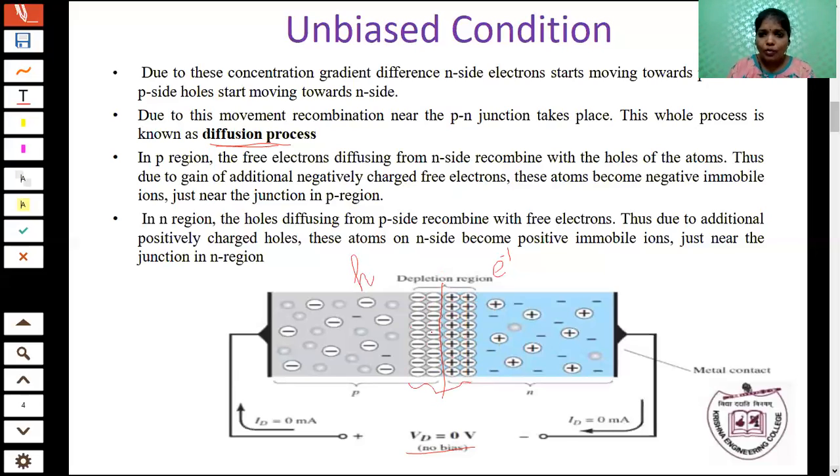So what is the meaning of immobile ion? Suppose the electron in the N side region tries to cross the junction. At that time, the immobile ions in the P side, which are negative ions, acceptors, do not allow the electron to cross the junction. The negative ions in the P side region repel the electrons back towards the N-type material.